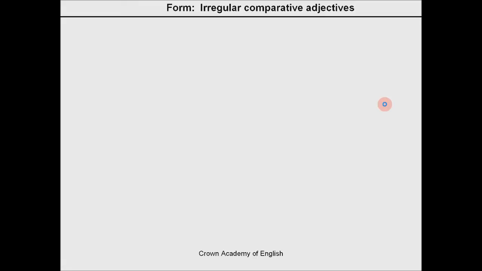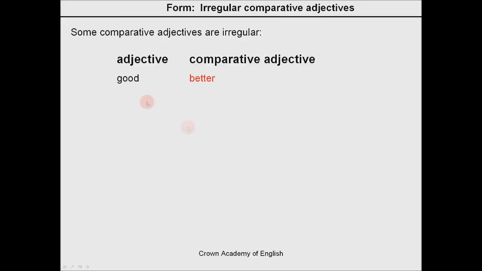And irregular comparative adjectives. So there are some comparative adjectives which are irregular. They do not follow any rules at all. So good, the comparative is better. It is not gooder and it is not more good. It is only better. Bad is worse, not badder, not more bad. And far, we have two choices. We can either say further or farther.